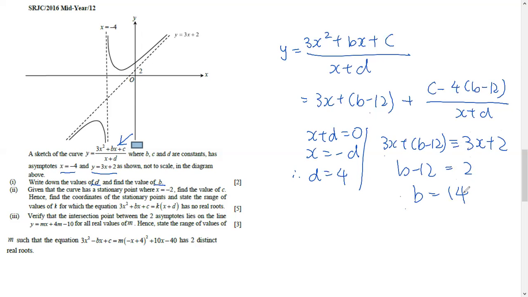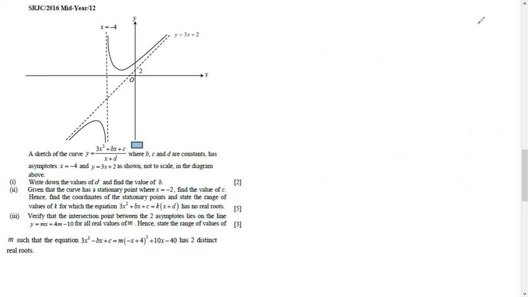So that's it for the first part. Very simple. For the second part, given that the curve has a stationary point, x equals -2, find the value of c. So we're going to use the last property, which is to differentiate it. So we're going to use this 3x squared.